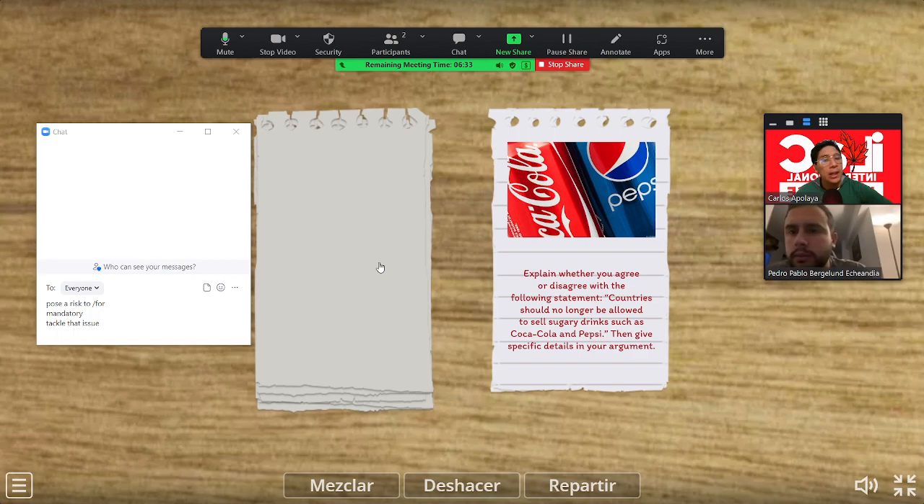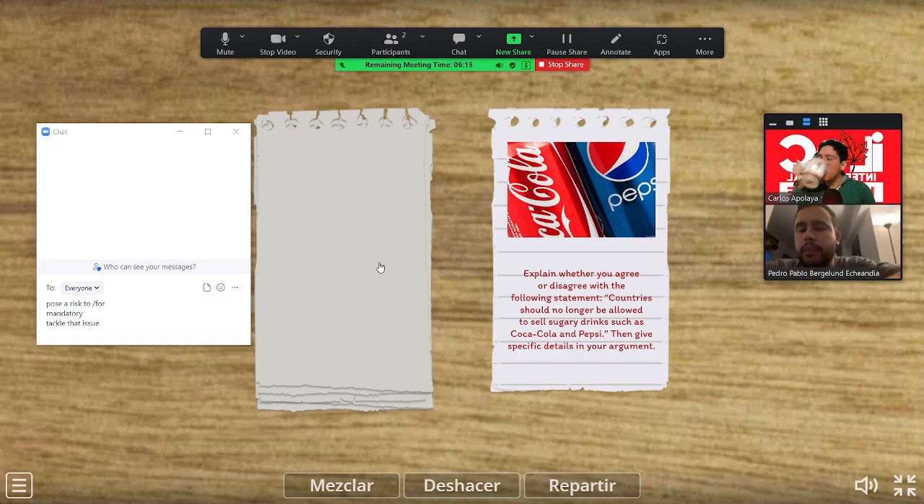So explain whether you agree or disagree with the following statement. Countries should no longer be allowed to sell sugary drinks such as Coca-Cola or Pepsi. Then give a specific detail. Do we say Coca-Cola? Yeah, in English. Then give specific details in your argument. Go. Okay.